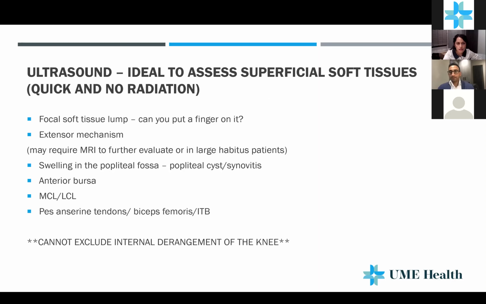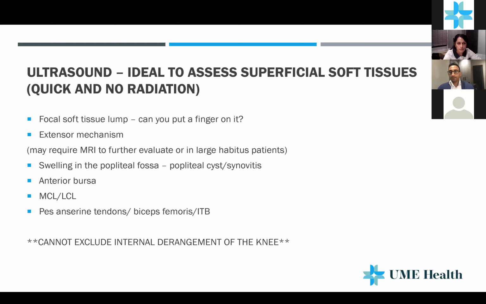Ultrasound in the hands of someone with an MSK skill set is fantastic to assess the superficial soft tissues. It's very quick, there's no radiation involved, so it's very good for kids and for pregnant women, and it's usually easily available. So if your patient or yourself can actually put a finger on the local area where it hurts or it's swollen and there's an actual lump there, a discrete lump, ultrasound is a very good first imaging test.